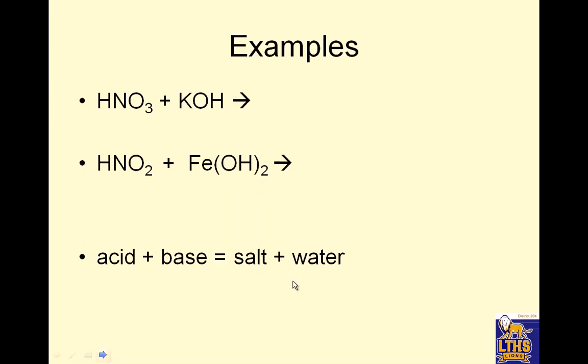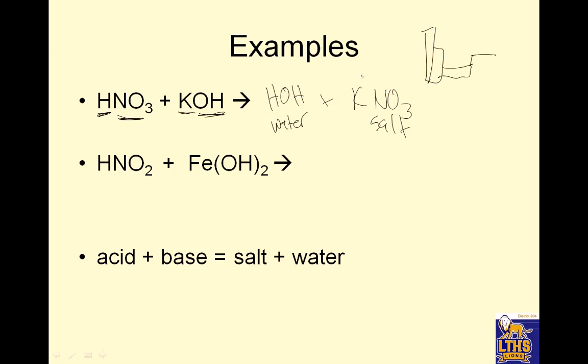So HNO3 and KOH. Hello, I'm an acid. Oh, I'm a base. Those two are going to hook up. HOH plus KNO3. Remember, K is plus 1, NO3 is minus 1, and those charges cancel. So again, water and a salt because it starts with a metal. Remember, you've got your periodic table of fun over here. There's a little stair-step thing. Everything over here is a metal, except hydrogen.